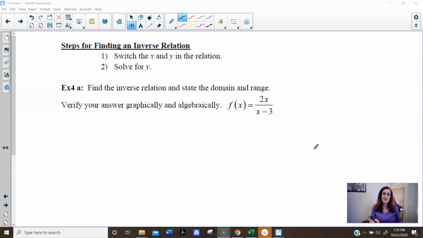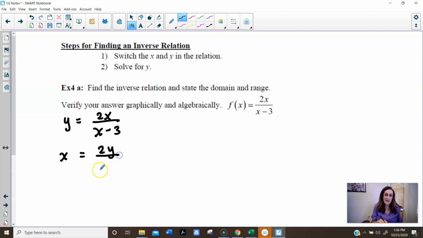So the first thing to do is you're going to switch the x and y. So f of x, if I write that as y, is equal to 2x over x subtract 3. So start by switching x and y. So you have x equals 2y over y subtract 3. Now you're going to want to solve for y.